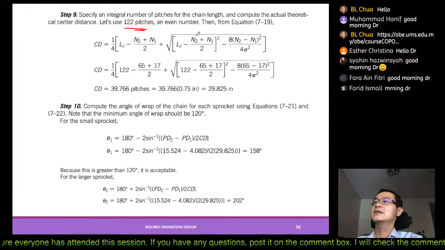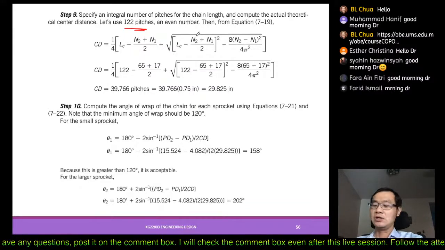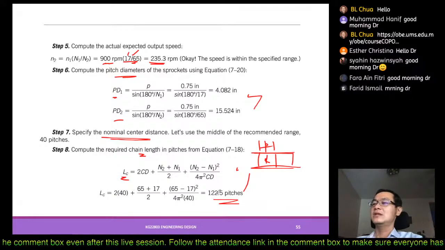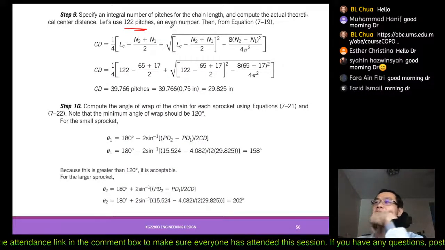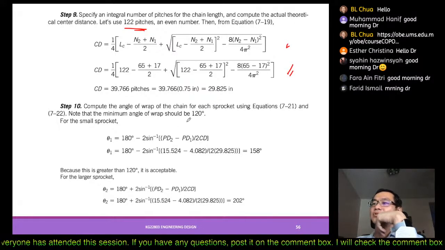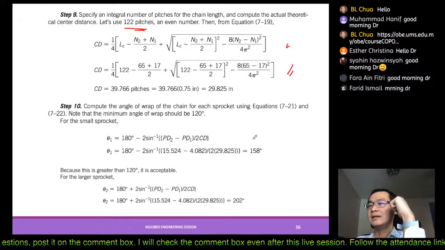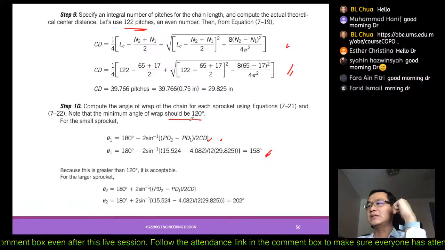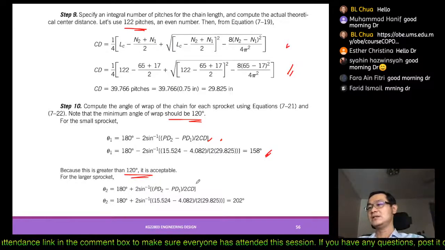So let's say they use 122 pitch. Slightly smaller is okay, right? Because it is being estimated by the length, so this length can be increased or decreased. So that's why if we get 122, then from that we can calculate the center distance to put in, so that we can adjust our machines in between them, right? And identify what is the right angle. Should be 120. So if 120 is acceptable, that's it.